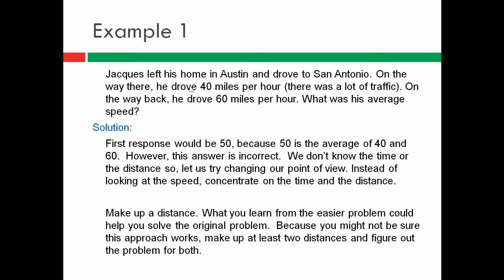You would take, for example, 60 and 40, take the average of that, and that would be 50. However, that answer is wrong. As I said, you need to know the total distance and the total time to solve this problem. But we're not given that information. So here's what we're going to do. We're going to change our point of view and make up distances. And you will see that no matter what number you choose, you will actually get the same answer.